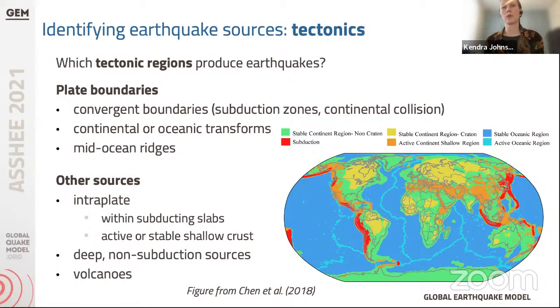Despite that, other sources are not deforming as much. Intraplate sources also do occur, and so we also need to be attentive to these. So here I've listed intraplate sources within subducting slabs, or also active or stable shallow crust. So these are away from the plate boundaries, deep non-subduction sources, and volcanoes.